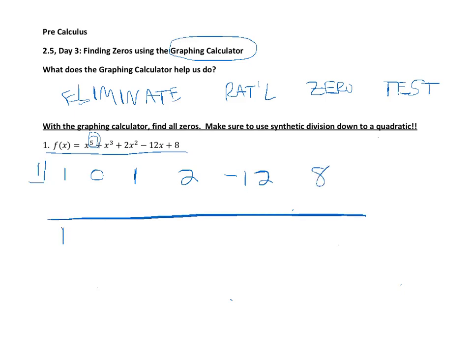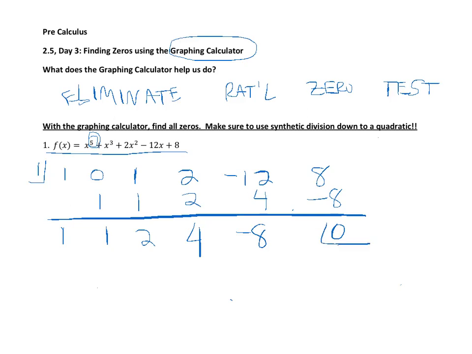Okay, bring down the 1. 1 times 1 is 1. Add 1, we get 1. 1 times 1 is 1. Add the 1s, we get 2. 2 times 1 is 2. 2 plus 2 is 4. 1 times 4 is 4. -12 plus 4 is -8. -8 times 1 is -8. Add these, we get a remainder to be 0.